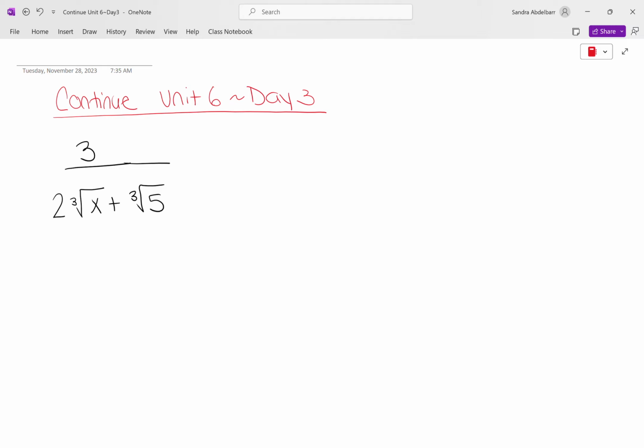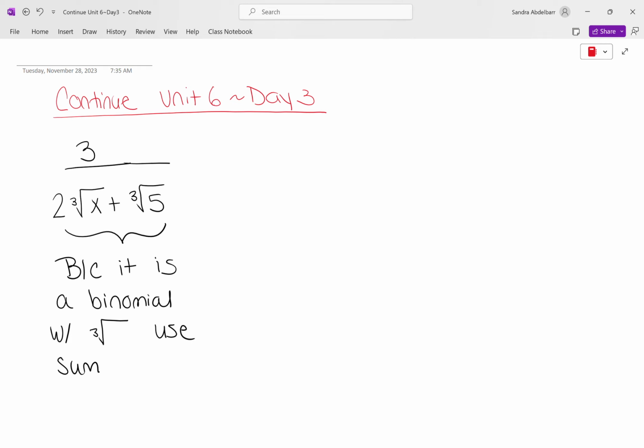So when they were square roots, we were trying to do the a plus b, a minus b, right, to get a squared minus b squared. Well, now what we want to do is use the sum or difference of cubes. So we're going to say, because it is a binomial with cubed root, use sum or difference of cubes.